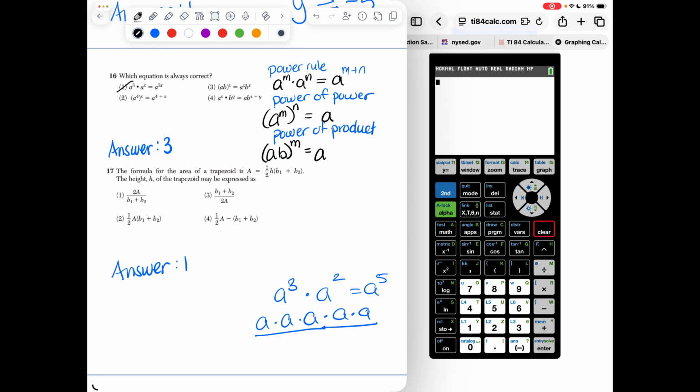Then you have the power of powers rule. That one says that if you have an exponent next to the base, and then another exponent on the outside of the parentheses, what you're going to do is multiply those two together.